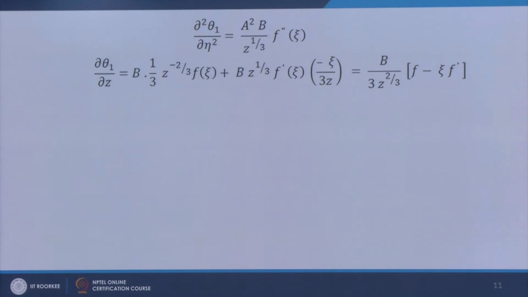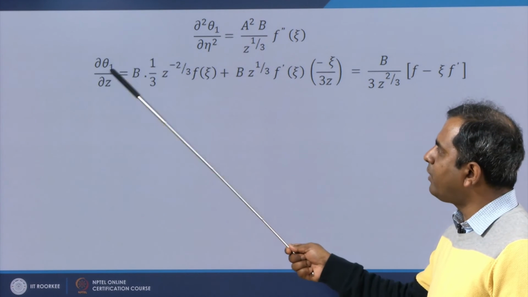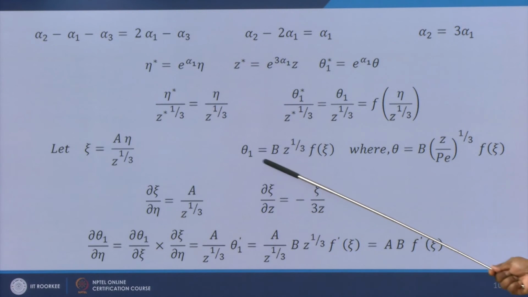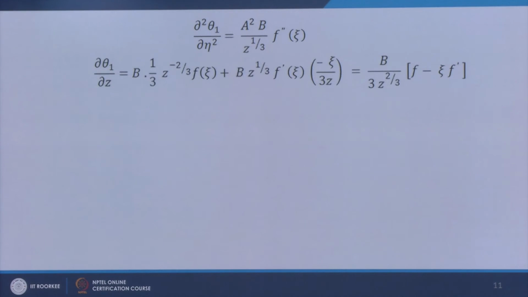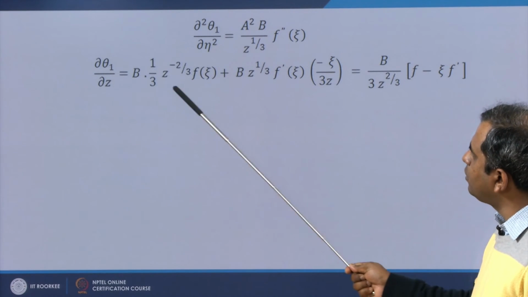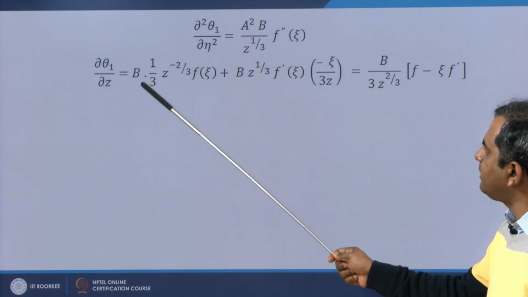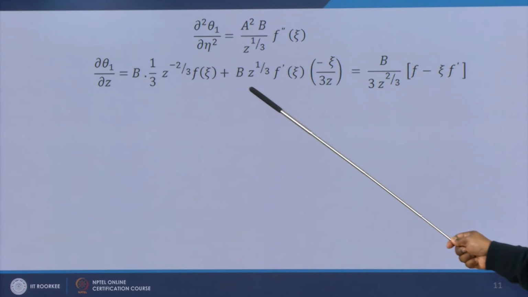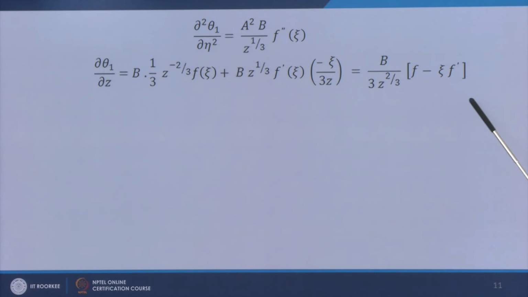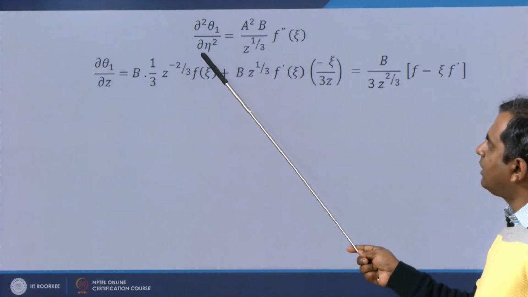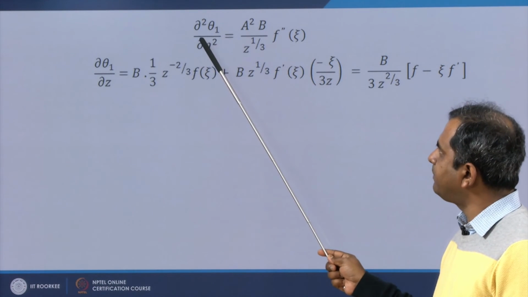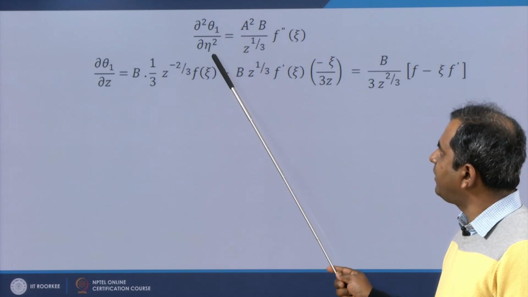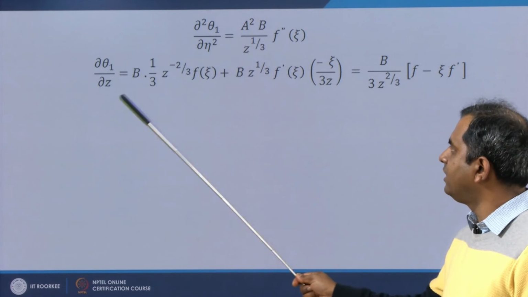And if we find the derivative of theta 1 with respect to z from its dependence on z over here, it requires differentiation of two multipliers. If we differentiate one while keeping the other constant, and then the second while keeping the first constant, we get a simplified form like this. This is nothing but b by 3 into z to the power 2/3 into f minus zeta f dashed. So, we have obtained both the temperature derivatives of theta 1 with respect to eta and z, the second derivative and the first derivative respectively.